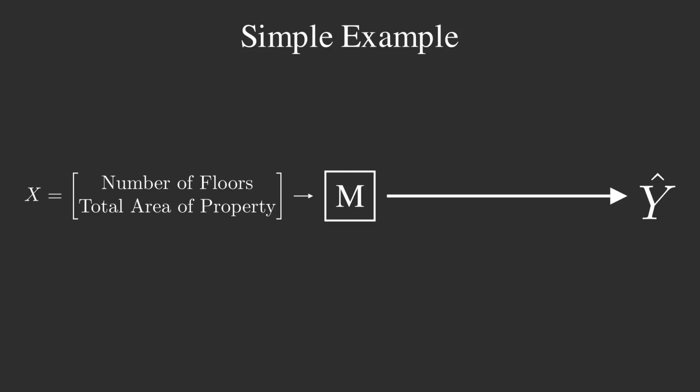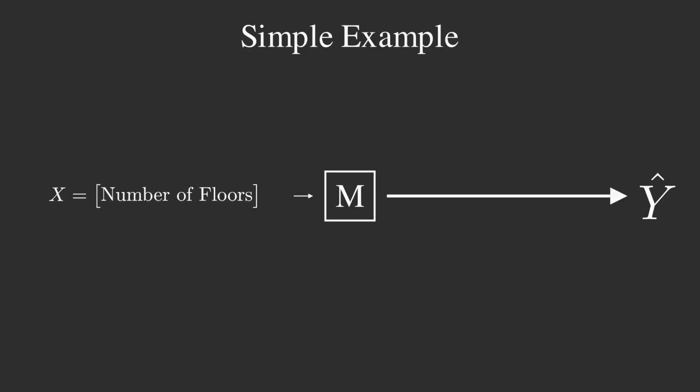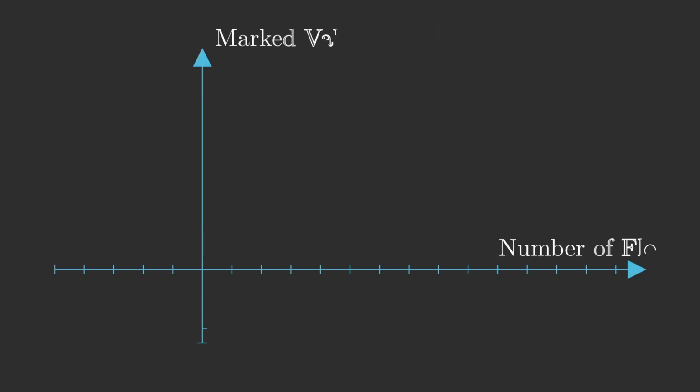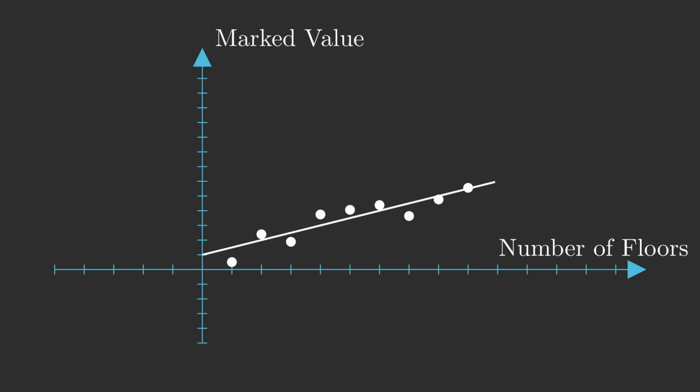Let's remove the second feature, the area of the property, to make it even simpler and possible to visualize as a 2D plot. So let's plot the data, where the x-axis is the number of floors and the y-axis is the property market value. Again, our task is to find the market value based on the number of floors. The simplest solution of solving this task is to find a line that best fits this relationship.